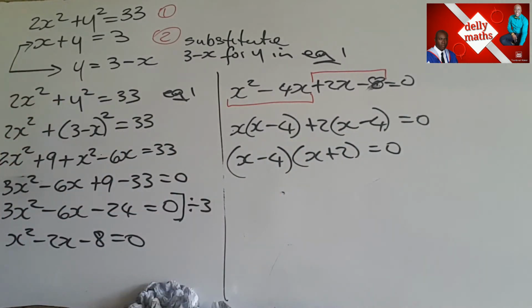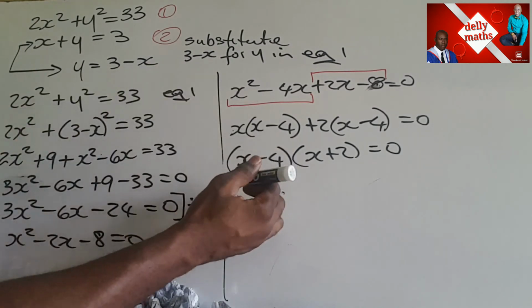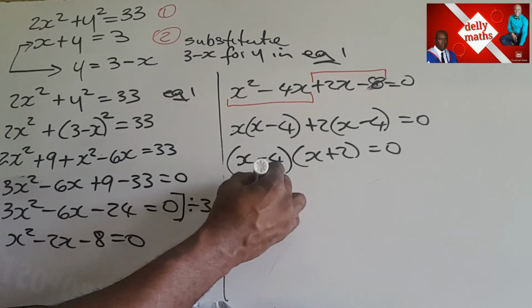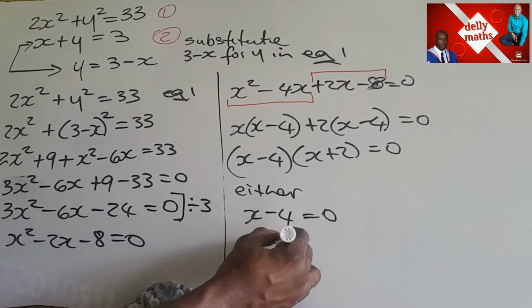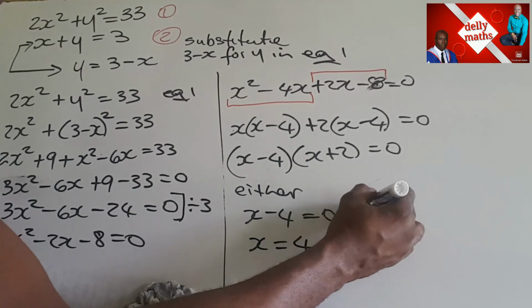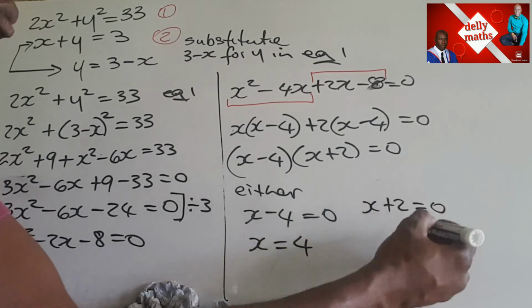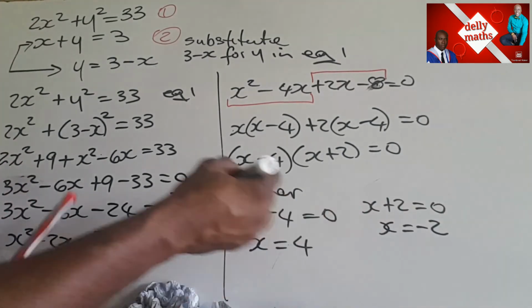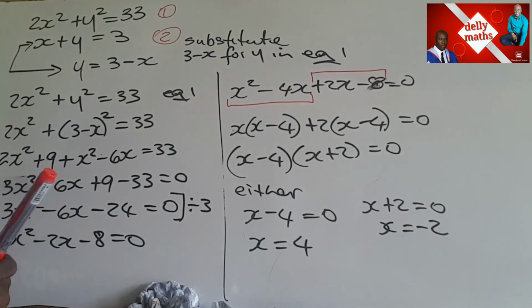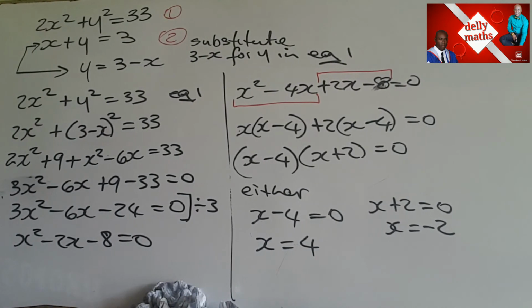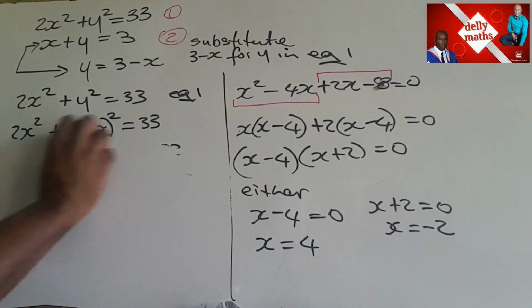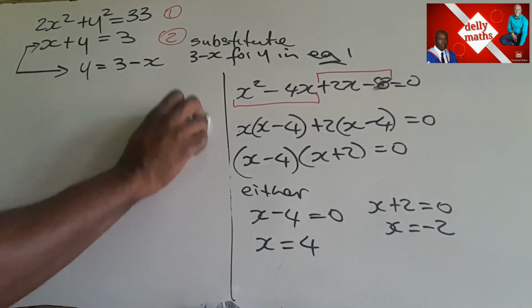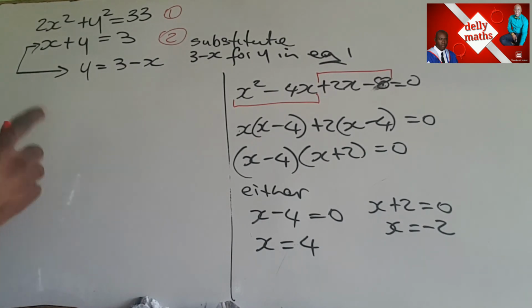So we just factorized and now we're about to solve it. Now remember, two things multiply to give 0. Either x minus 4 equals 0, which means that x is equal to 4, or x plus 2 equals 0, which means that x is equal to minus 2. So we can see now we have two values of x, as we had explained earlier. Now that we got those two values of x, we can go back and find the values of y for each of them, because each of them would have its own y value.